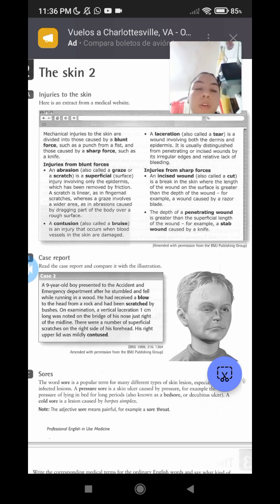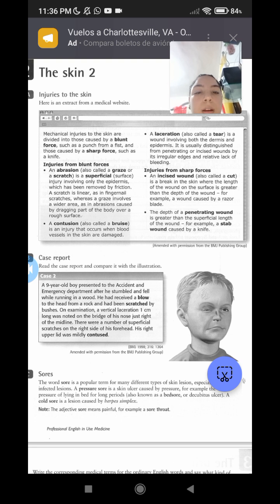Laceration, also called a tear, is a wound involving both the dermis and epidermis. It is usually distinguished from penetrating or incised wounds both by its irregular edges and by the relative lack of bleeding.